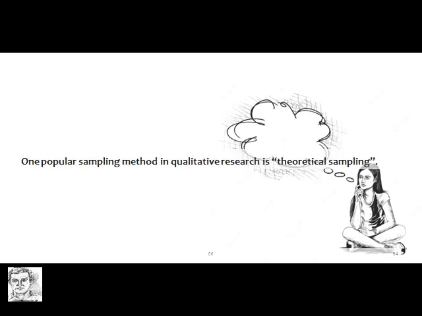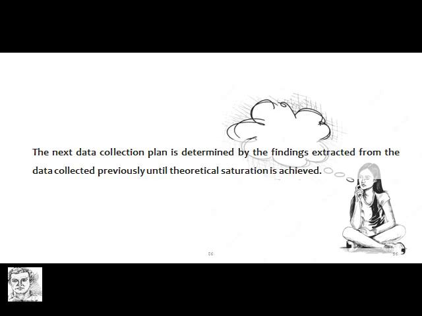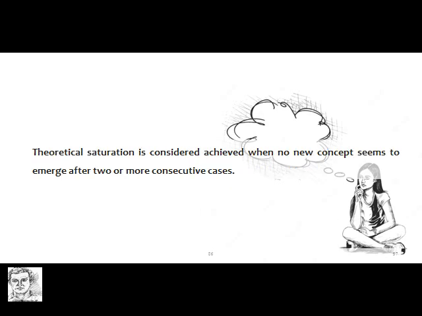One popular sampling method in qualitative research is theoretical sampling. In applying the concept of theoretical sampling, data collection is driven by the theory which emerges along the research. The next data collection plan is determined by the findings extracted from the data collected previously until theoretical saturation is achieved. Theoretical saturation is considered achieved when no new concept seems to emerge after two or more consecutive cases.